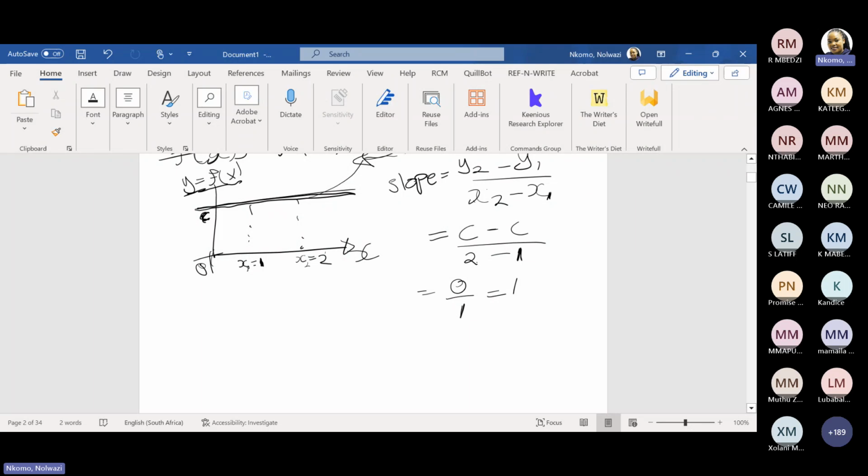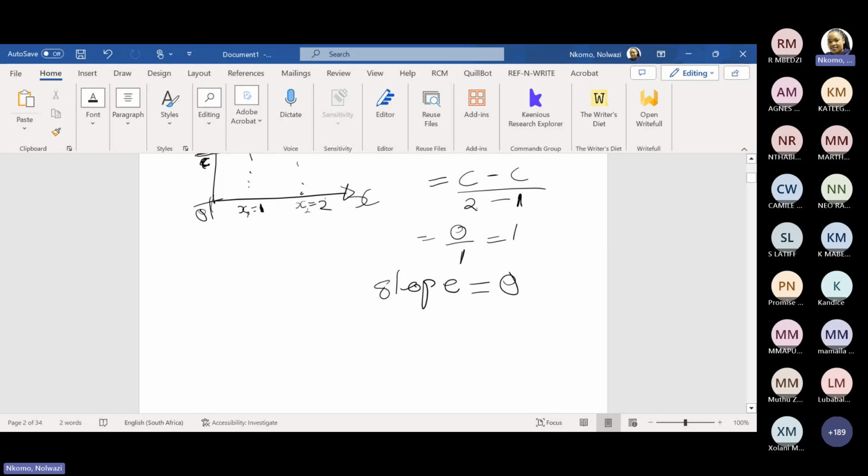So this means the slope of this function is equal to 0, right? And remember, we said the slope is the same thing as the gradient, as the derivative, right? So from here, we can conclude that f prime of x, or y prime, or df over dx, is equal to 0.